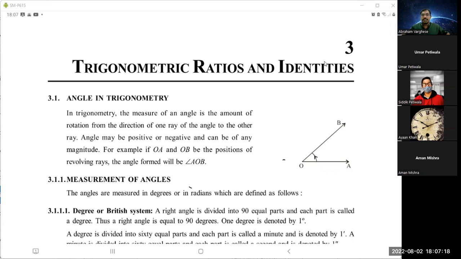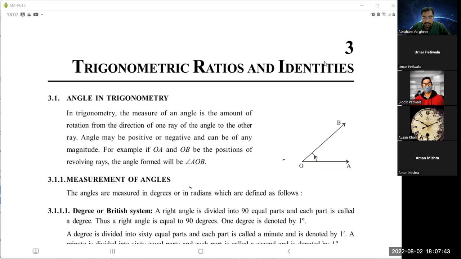So trigonometric ratios and identities, a very important topic, not only for this year, and next year also we have a mini application connected with the trigonometry. Already we started the trigonometry in 9th standard, and in 10th standard also we studied some trigonometric identities. Now here it is a continuation of that, right?